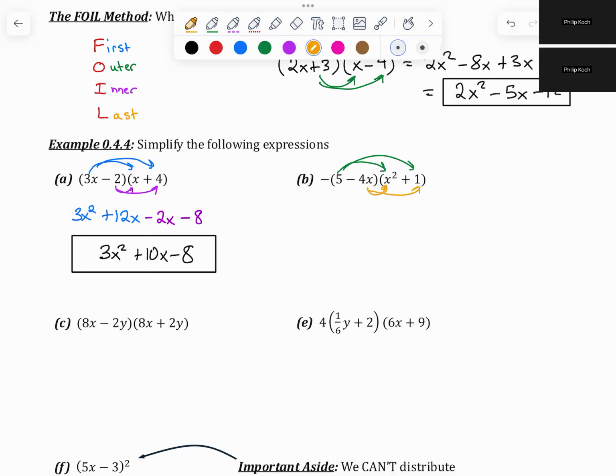Distribute that in. And so we've got that negative sign. Don't forget about it. But then on the inside of these parentheses, 5 times x squared is 5x squared. 5 times 1 is plus 5. Negative 4x times x squared would be negative 4x cubed, i.e. negative 4 times x to the third power, and then minus 4x.